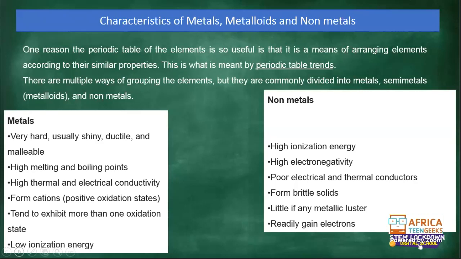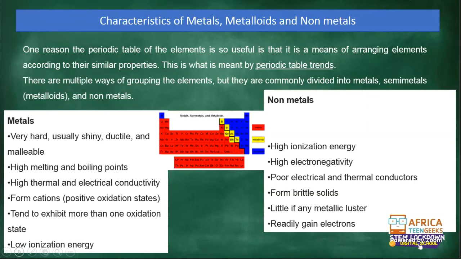And they form cations. Cations are the positive oxidation states. Like we did in electrolysis, we had cations and anions. The cations are positive. They tend to exhibit more than one oxidation state, and they have low ionization energy levels. Then we have the semi-metals.